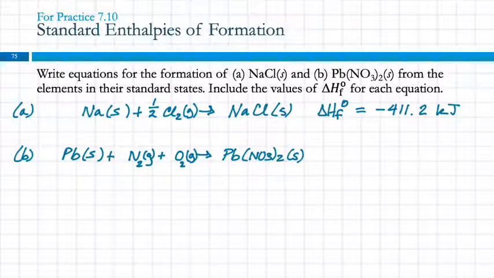And then we balance this, and I only want to use coefficients on the reactant side because I want this to be 1. So over here I have 1 lead, so 1 lead works. And how many nitrogens are in 1 unit of this? 2. So if I had 1 mole of N2, I could make 1 mole of this. How many oxygens are in here? 6. And over here I have 2. So if I put a 3 in front of that, then I'll get 6 oxygens.